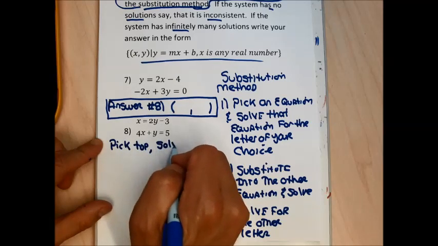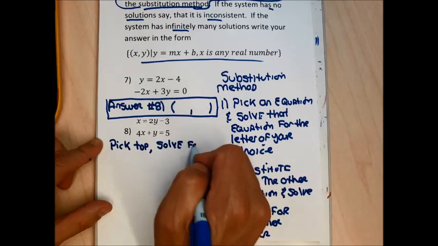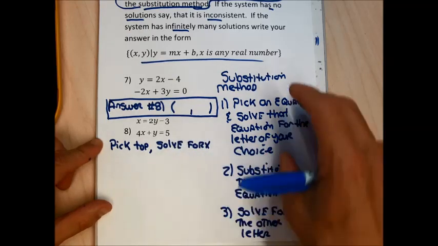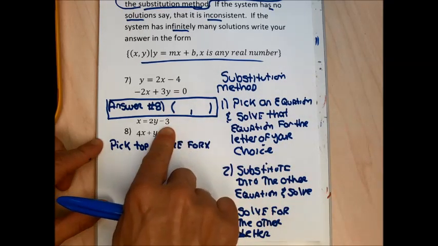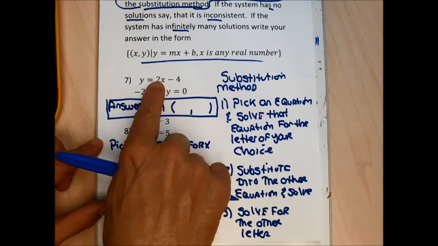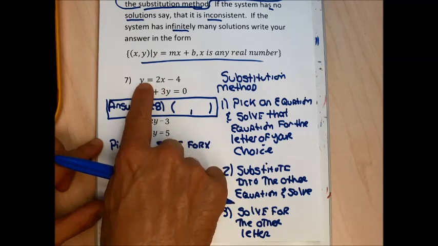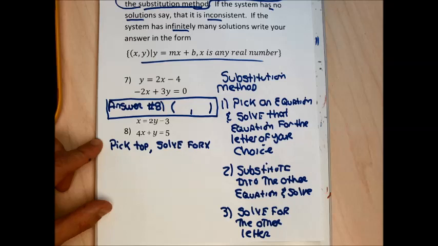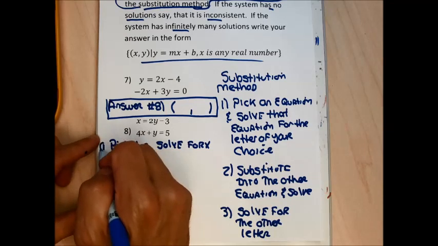So that's my first step. And usually there's work to do here. But because the top equation was already solved for x, that was going to be my choice. When you start number 7, you're going to pick the top equation and solve it for y because that's already done. There's no extra algebra to do. So that was my first step for number 8.